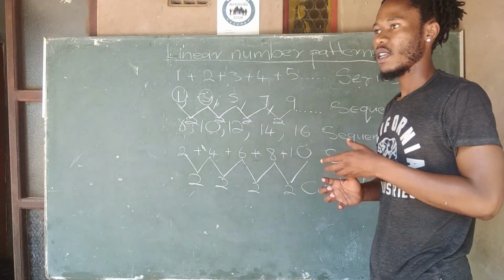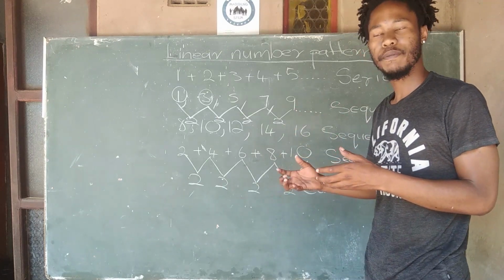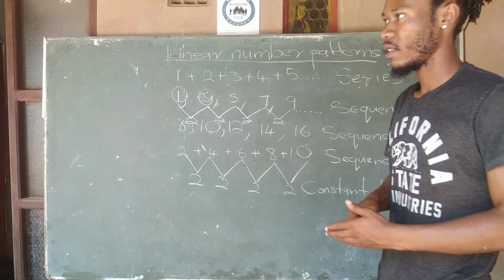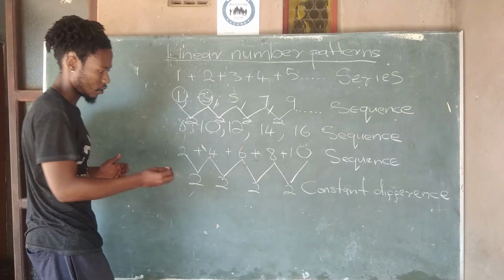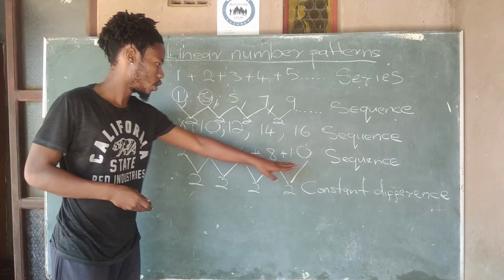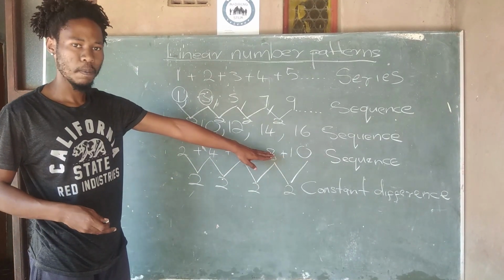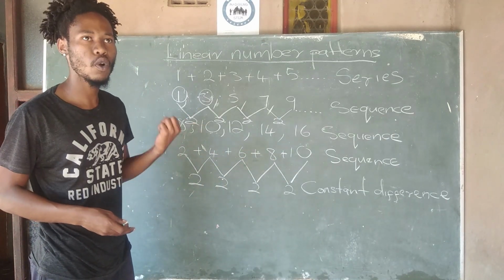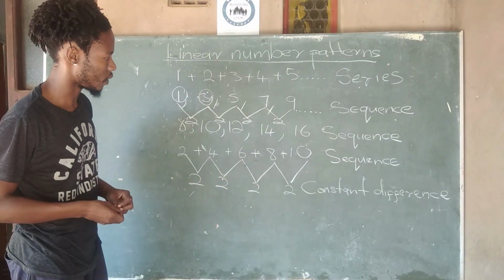If you subtract the first term from the second term, when you subtract your terms, you will get a constant number. The number will be constant throughout your terms. When you subtract any term from the next term in this sequence, you get the common constant difference.